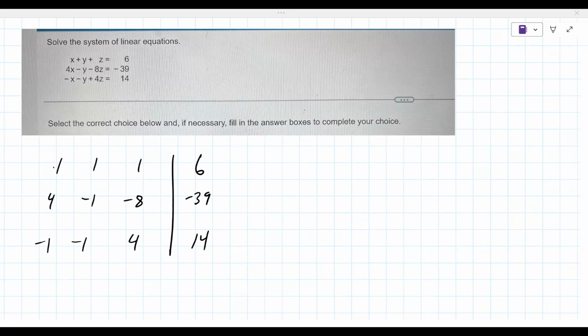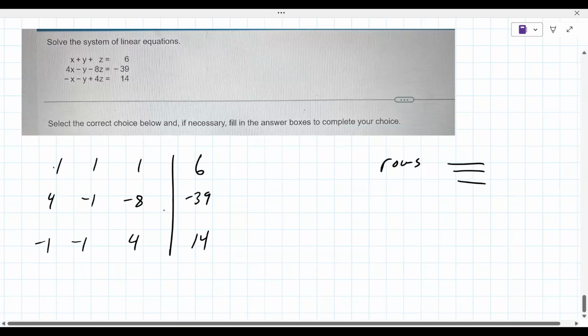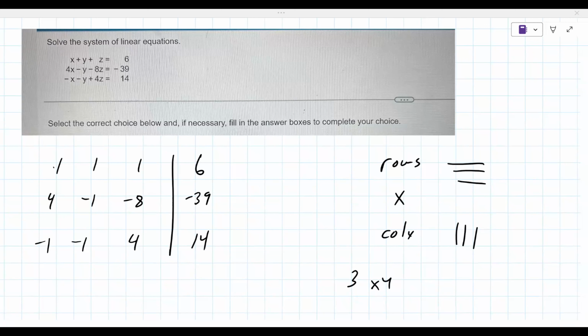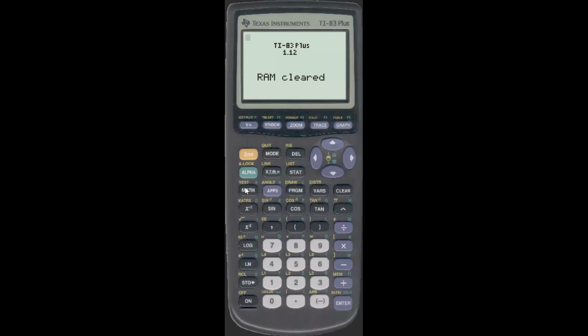Is it 4 by 3 or 3 by 4? So it's always rows, which go horizontally, by columns, which go vertically. Okay. So it would be 3 by 4 here. And it sounds like you already know where to go to be able to solve this, which is good. You go to matrix, edit, and then enter those in. Most of the mistakes are made by not entering this correctly. So just take your time entering it.